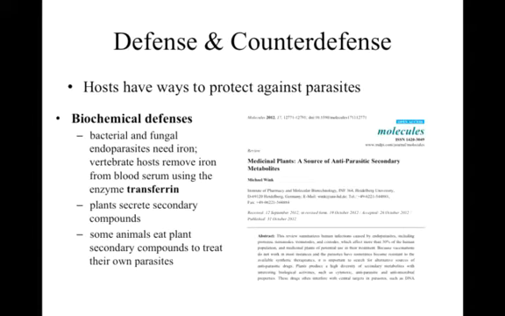Animals will often eat plants that have secondary compounds to treat their own parasites. Often these secondary compounds, as opposed to resistance genes, can have quite broad effects. One single secondary compound can target a lot of different types of bacteria, and so they're often effective against the fungal or bacterial parasites that are in animals as well, and so animals will eat them as a way of combating their own parasites. And this is what leads to medicinal plants. That's us using the secondary compounds in plants to kill the parasites in our own bodies.